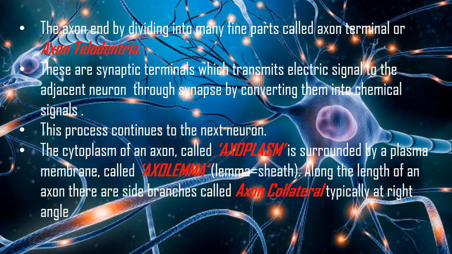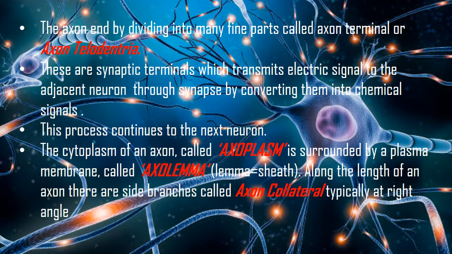The axon ends by dividing into many fine parts called axon terminals or axon telodendria. These are synaptic terminals which terminate and transmit electrical signals to an adjacent neuron through a synapse by converting them into chemical signals. This process continues to the next neuron.